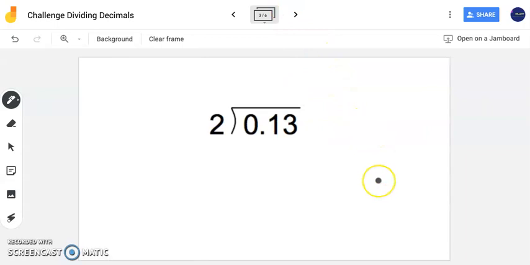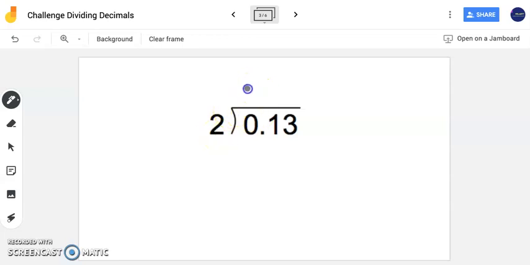Now let's take a look at this problem here. We have 13/100 divided by 2. I'm going to first look at my divisor, and I notice that I have a whole number divisor, which is telling me I do not need to do anything. I don't have to multiply by 10. I don't have to eliminate any decimal in my divisor. I can simply start dividing.